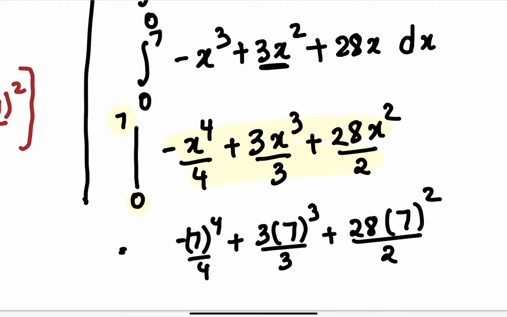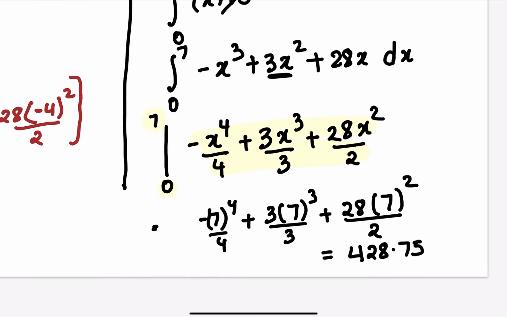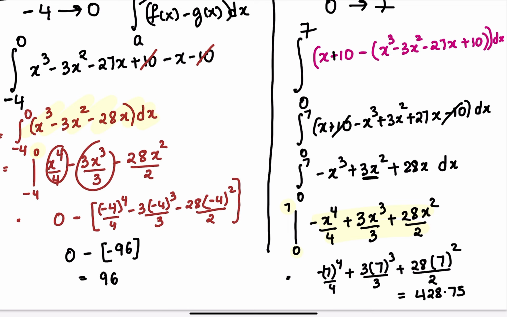And when I plug all this into my Desmos, or your calculator, what do I get? I got 428.75. And now I have my two areas. And now you simply add these two areas. So when you add them, 96 plus 428.75, you end up with 524.75. And that, my friends, is the area under your curve.